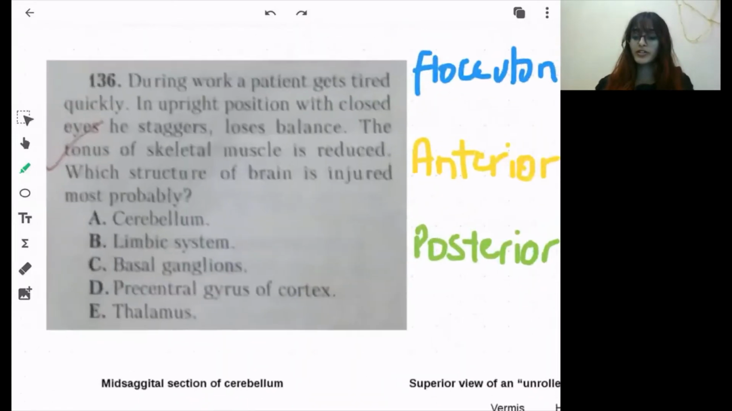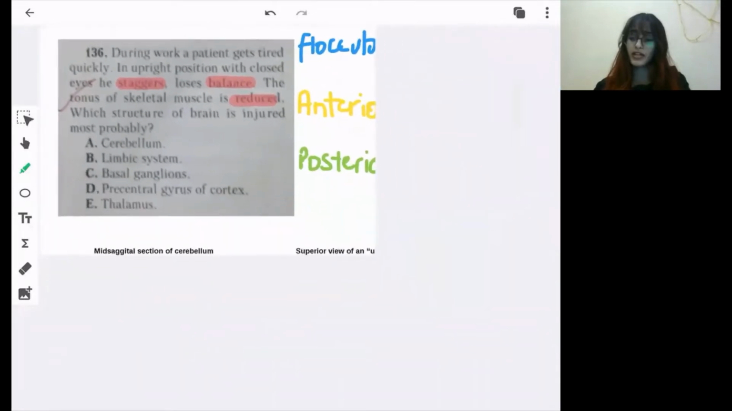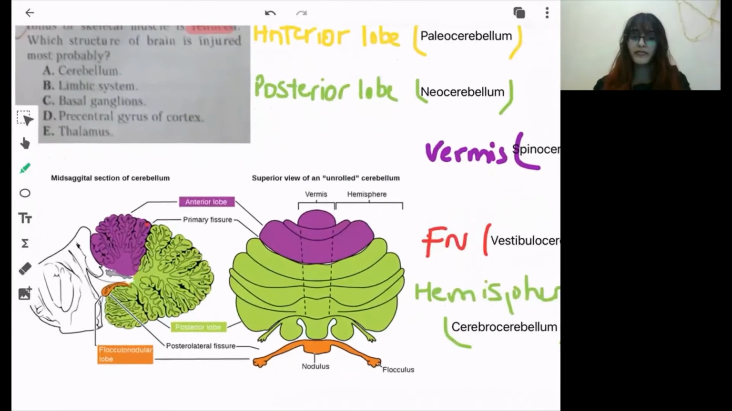So moving on to question 136. During work, a patient gets tired quickly in upright position with closed eyes. He staggers, loses balance. The tone of muscle is reduced. Which structure of the brain is most probably injured? So let's talk about cerebellum.